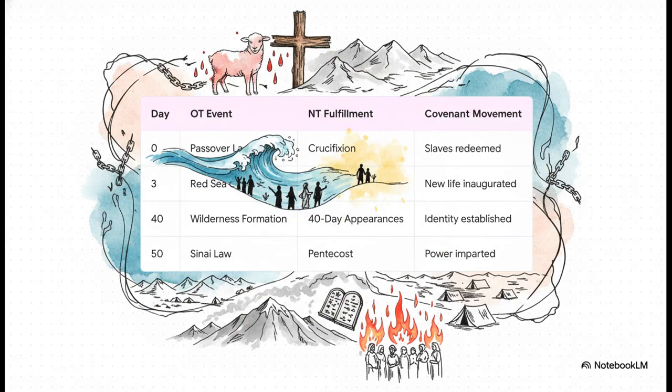And here it is, the entire pattern, all on one slide. Look at this. Day 0, Passover and crucifixion, where slaves are redeemed. Day 3, Red Sea and resurrection, where new life begins. The 40-day period, the wilderness and the post-resurrection appearances, where identity is forged. And finally, Day 50, Sinai and Pentecost, where power is given. The symmetry is perfect.